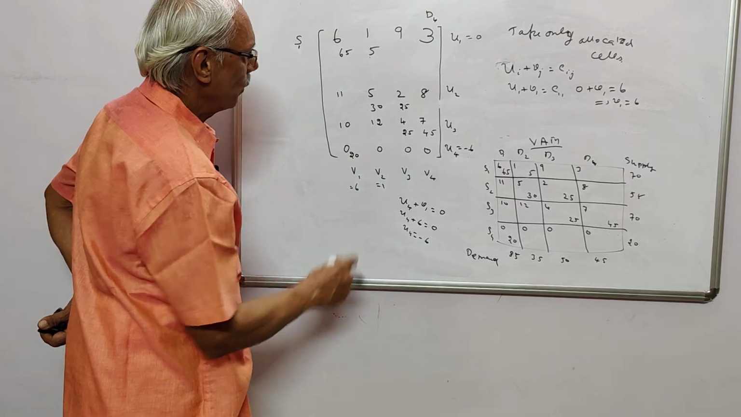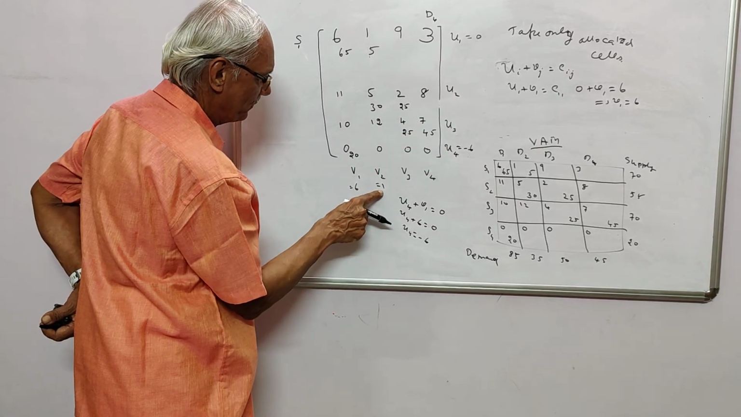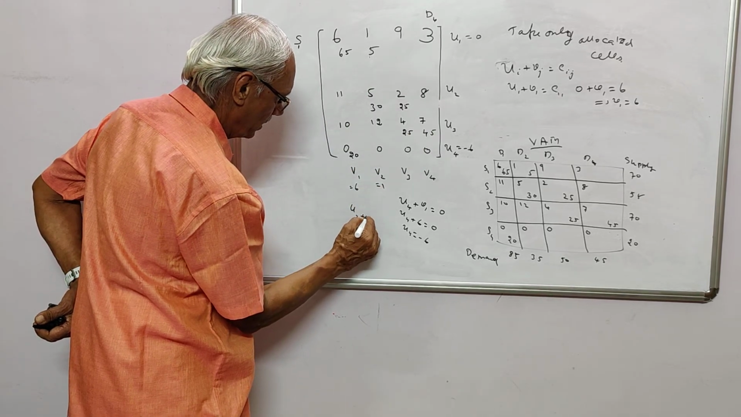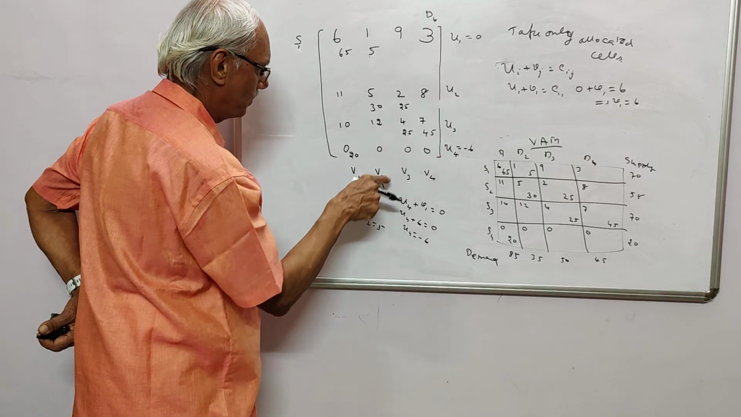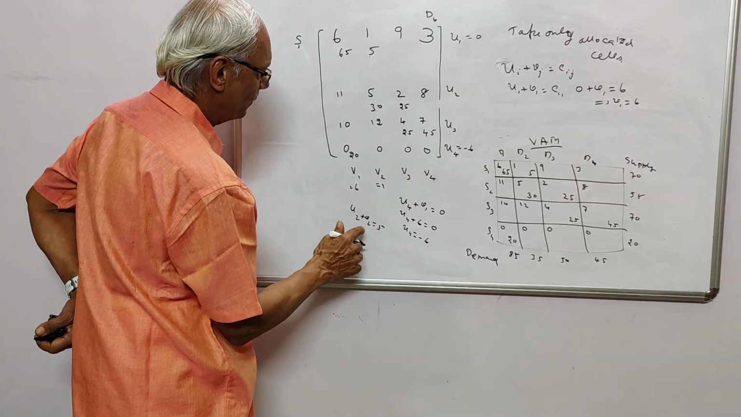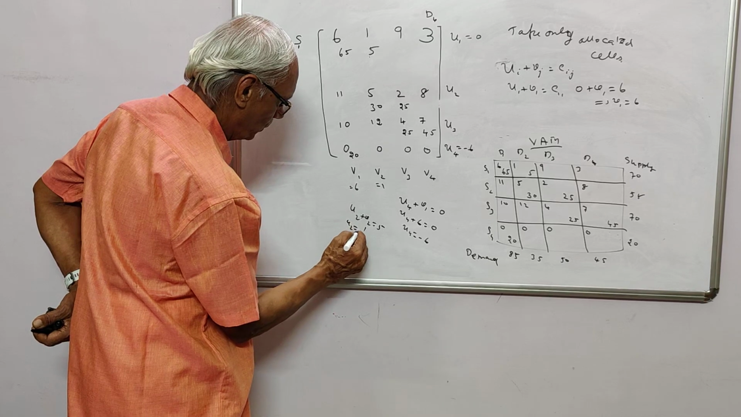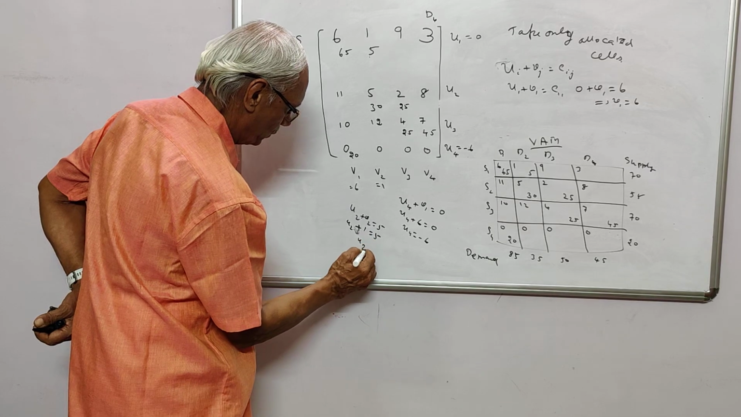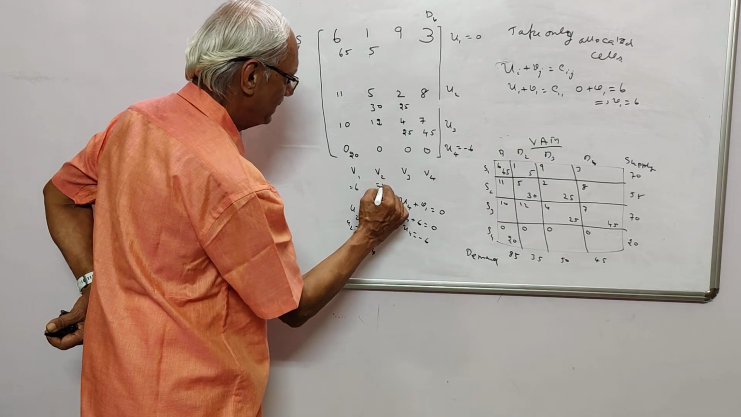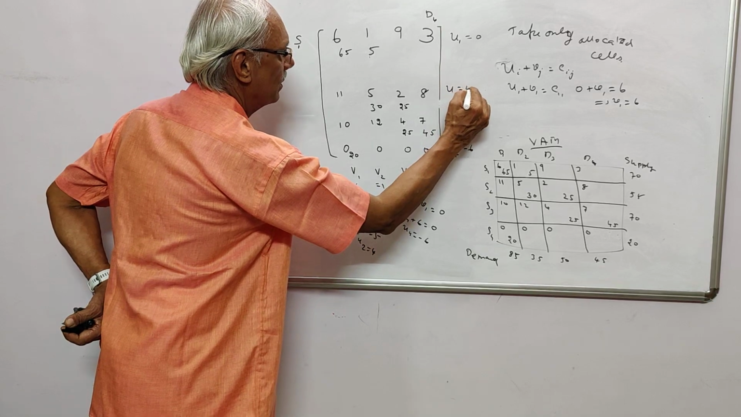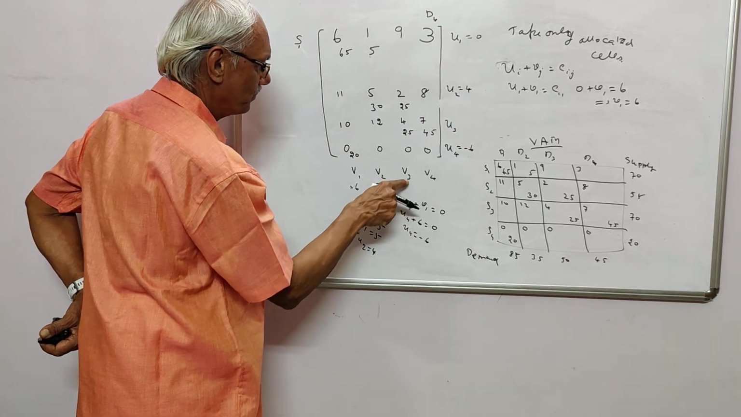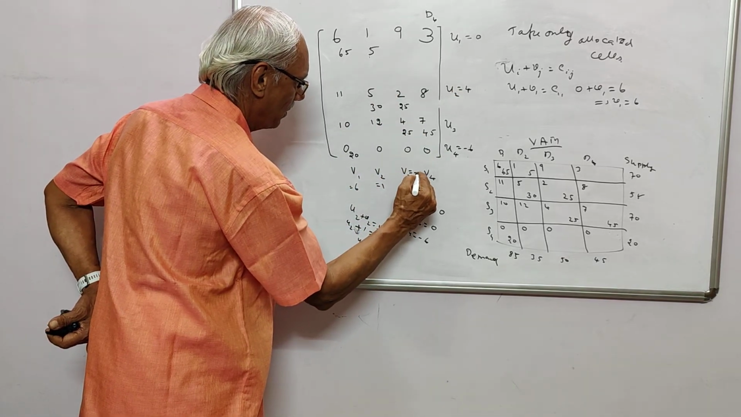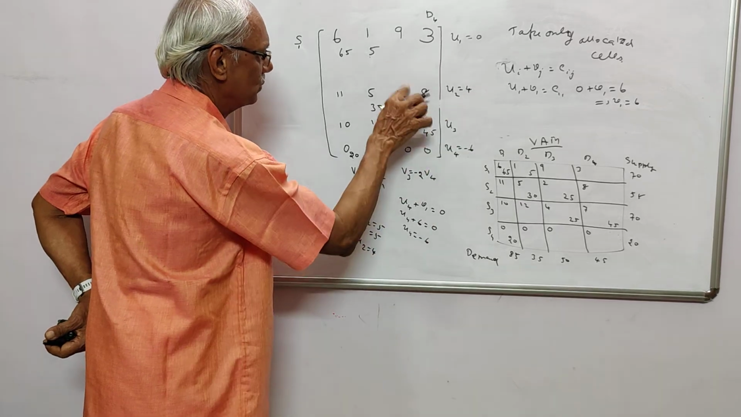Now you come to this: u2 plus v2 is equal to 5. But what is your v2? 1. So u2 plus 1 is equal to 5, so u2 is equal to 4. Likewise, u2 plus v3 is equal to 2, which means v3 is equal to minus 2, since 4 minus 2 is 2.